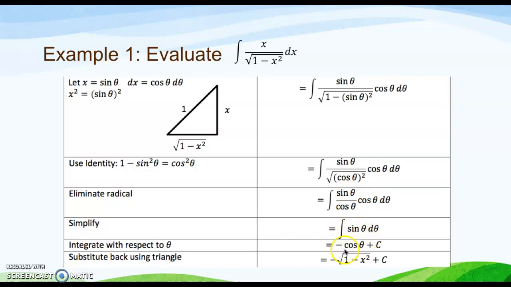And then you integrate sine theta to be negative cos theta plus c. Lastly, you can substitute back using the triangle here. Then cos theta equals square root of 1 minus x squared, so the answer is negative square root of 1 minus x squared plus c.